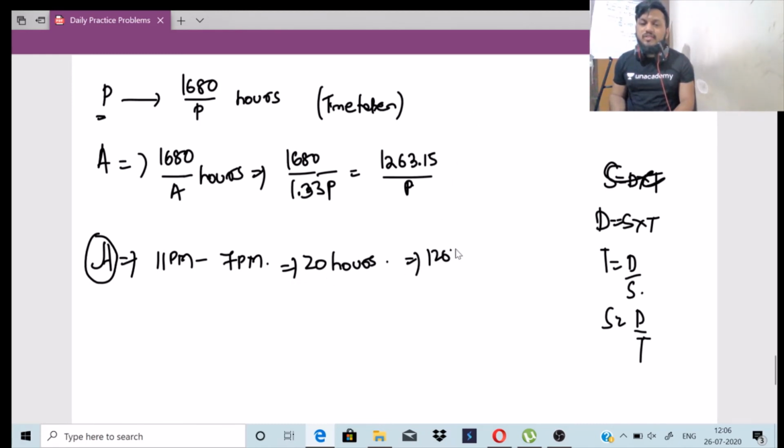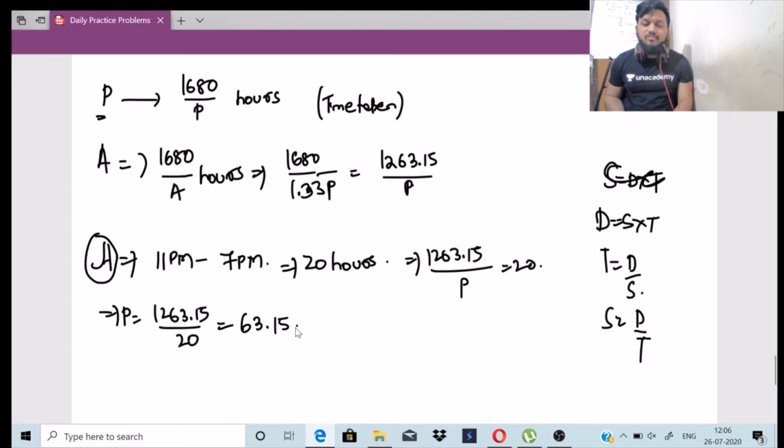So here 1263.15 divided by p is equal to 20, right? So 20p is equal to 1263.15. So p will be equal to 1263.15 divided by 20, which is equal to 63.15. ये जो p मिला है इसको इधर substitute करो. So the time taken by p will be equal to 1680 divided by 63.15, so this will be equal to 26.60 hours.